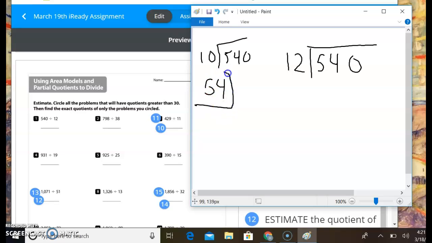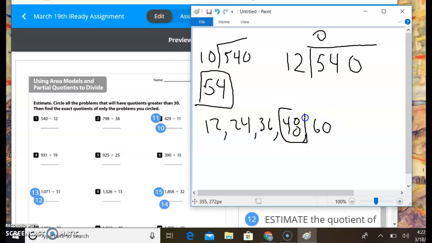Okay, so let's see if our actual answer is close to 54. All right, so does 12 go into 5? No, it does not. Does 12 go into 54? Well, yes, it does. I know if I count by 12s, I've got 12, 24, 36, 48, and then 60. So I'm going to use this number and put a 4 here. We know it was 48.